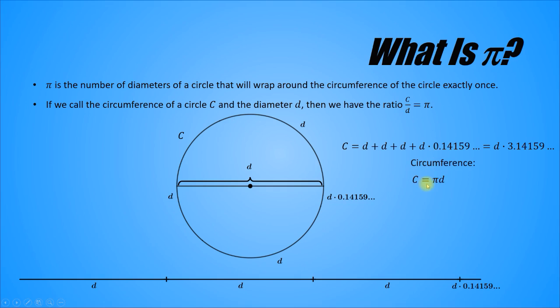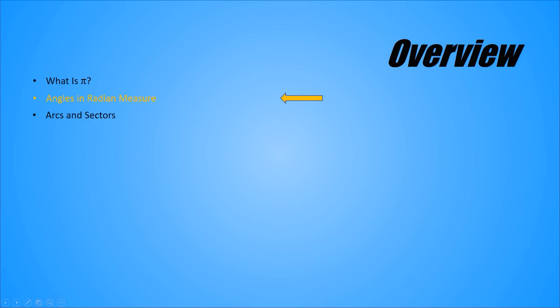Now if we rearrange our ratio that defines pi, we get a handy formula for the circumference of a circle, which is c equals pi times d. A more familiar version of this formula is written in terms of the radius r, which is 1/2 the diameter, and it goes c equals 2 pi r. In the next segment, I'll talk about angles in radian measure and how pi fits into it.